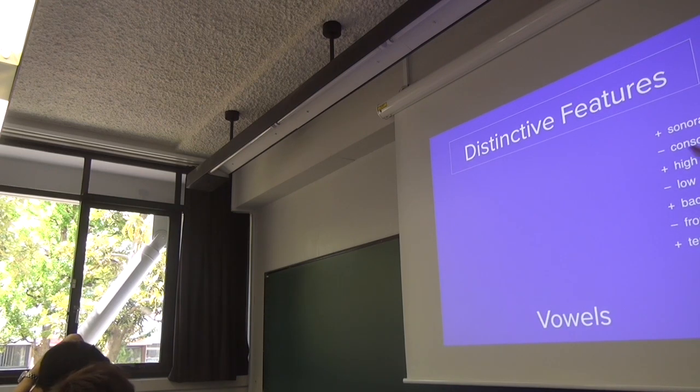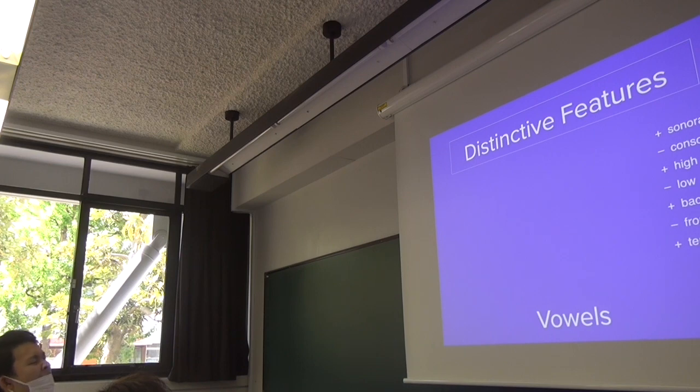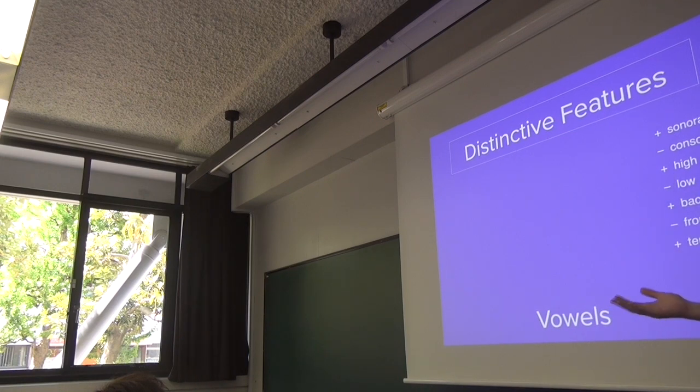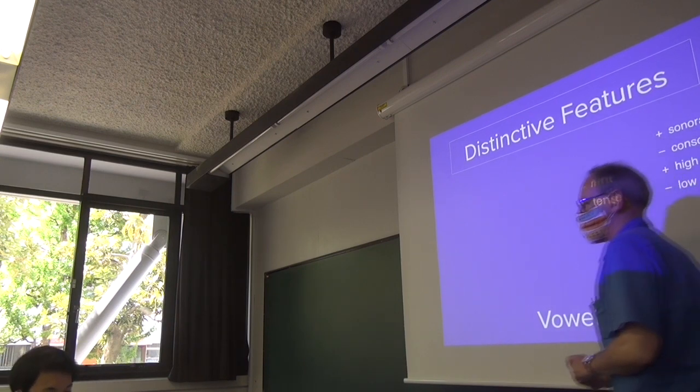Now we've seen the value high. Segments that are high will be plus high. Segments that are low will be plus low. But mid vowels are neither high nor low, so they will be both minus high and minus low. Similarly, vowels can be produced towards the back or towards the front. Front vowels will be plus front, back vowels will be plus back, and central vowels will be neither front nor back, so they'll have minus values for both. And then vowels can be either plus tense or minus tense.